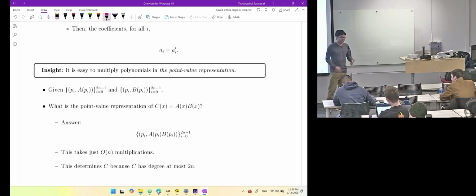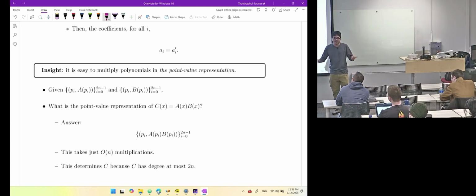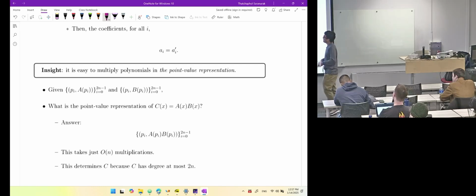So what does it say? It says that the representation of the input matters, right? If the input is represented as coefficients, then it's not clear yet how to get the multiplication. But if the input is given to you in this way, the problem is easy.